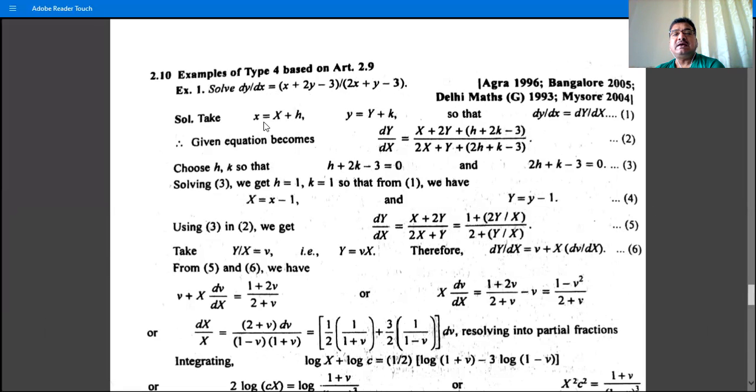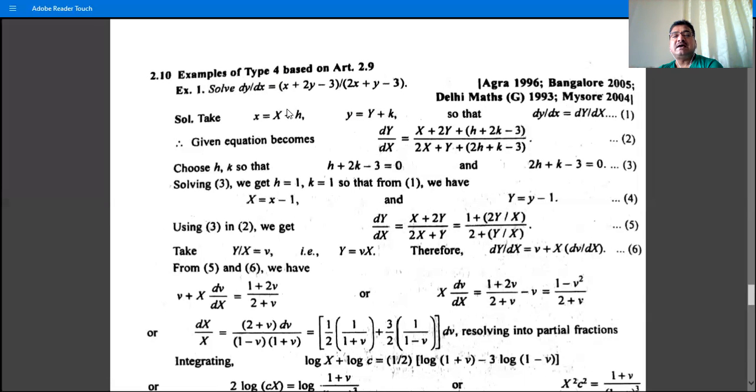So substitute small x is equal to capital X plus h and small y is equal to capital Y plus k. And then dx is d capital X, since the derivative of h is 0. And small dy is what? D capital Y plus 0. And so dy by dx is equal to d capital Y by d capital X.